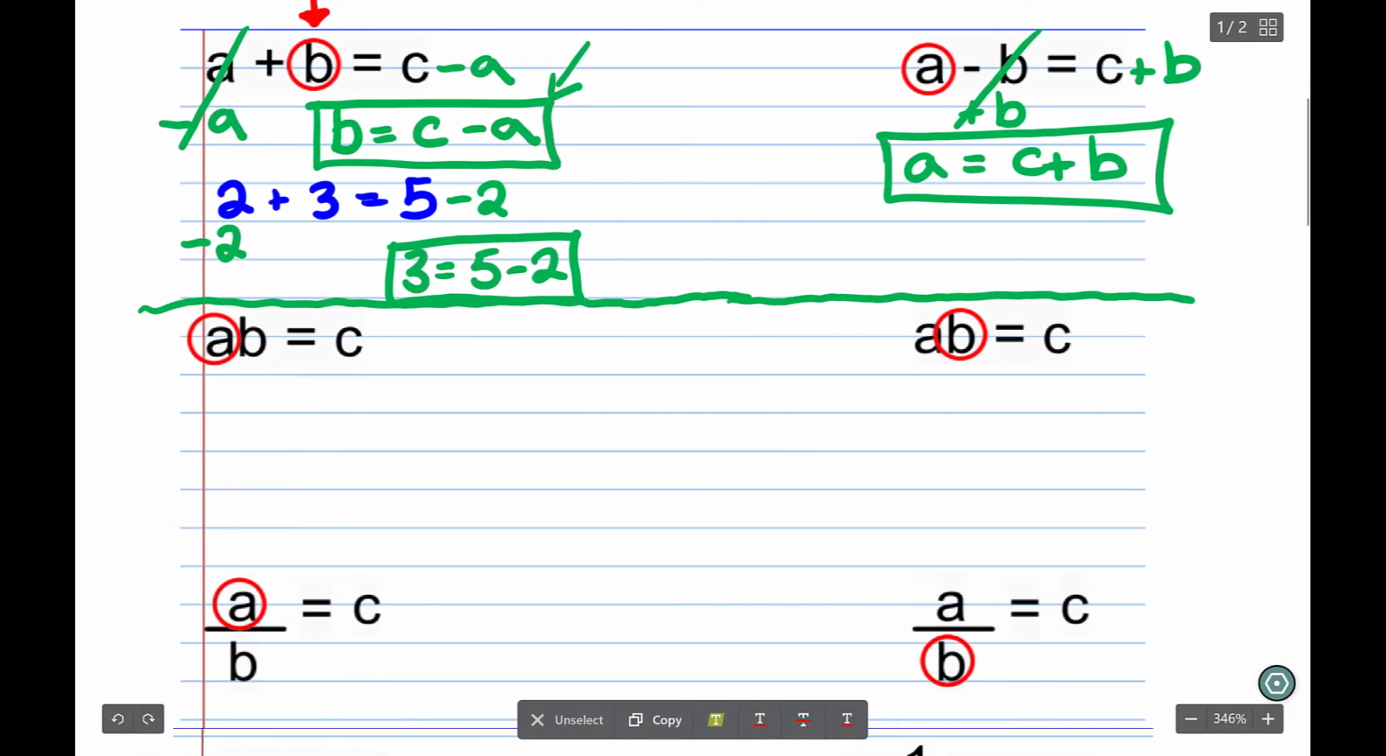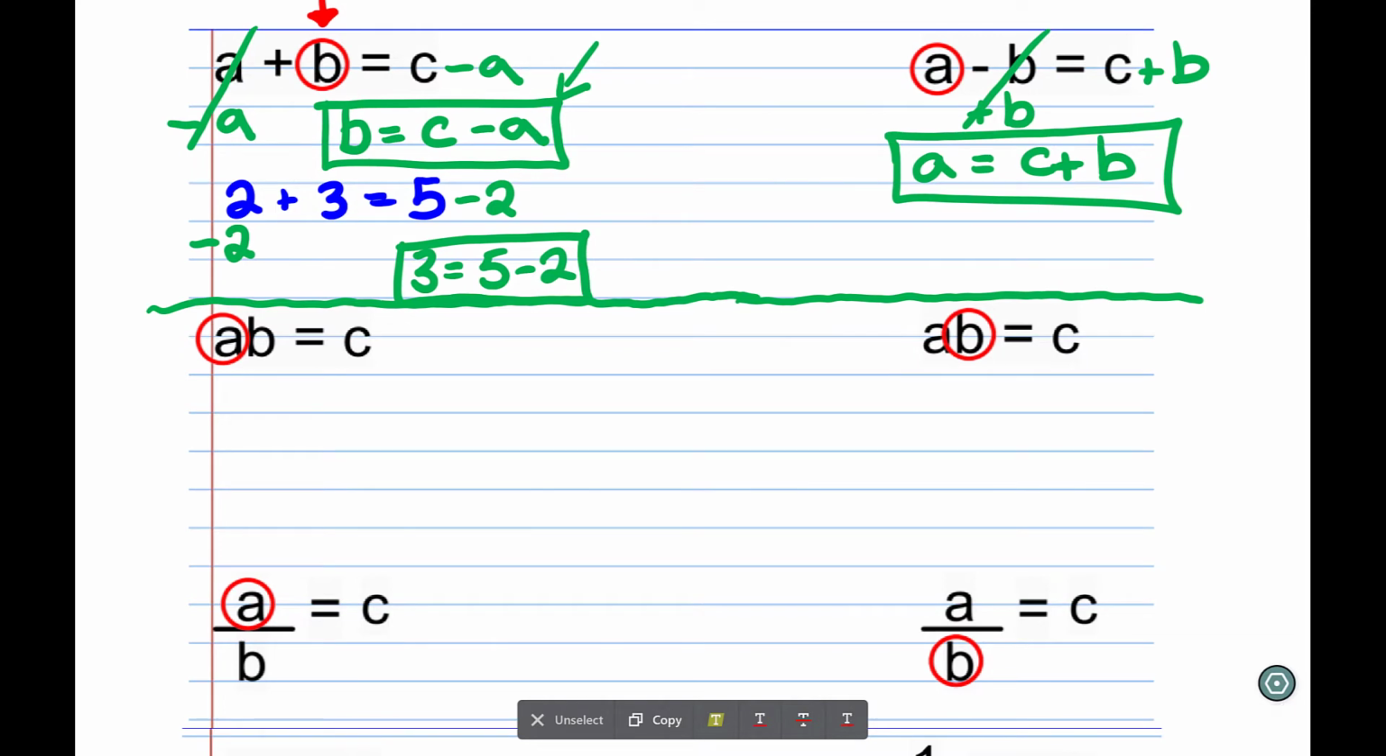All right, let's do a little bit of multiplying and dividing. Right now, a is being multiplied by b, and I'm trying to get a by itself. The opposite of multiplying is dividing, and whatever I do to one side of the equation, I have to do to the other. So I would divide this side by b, and I'm going to divide this side by b, and that will cancel that out. So a would be equal to c divided by b.